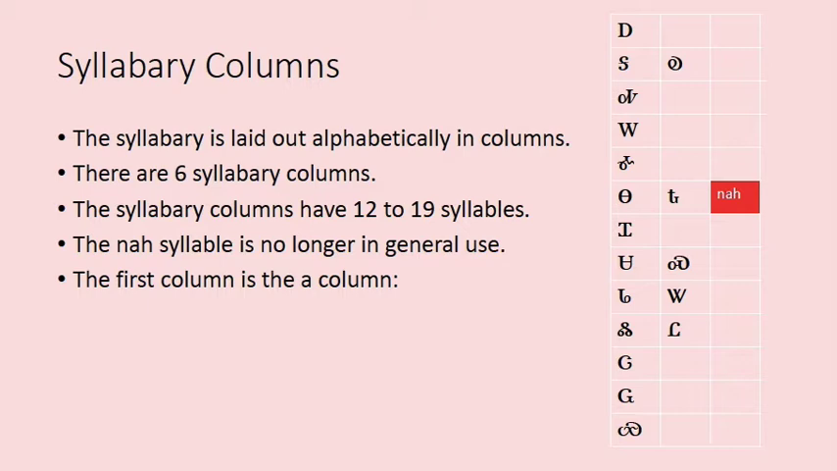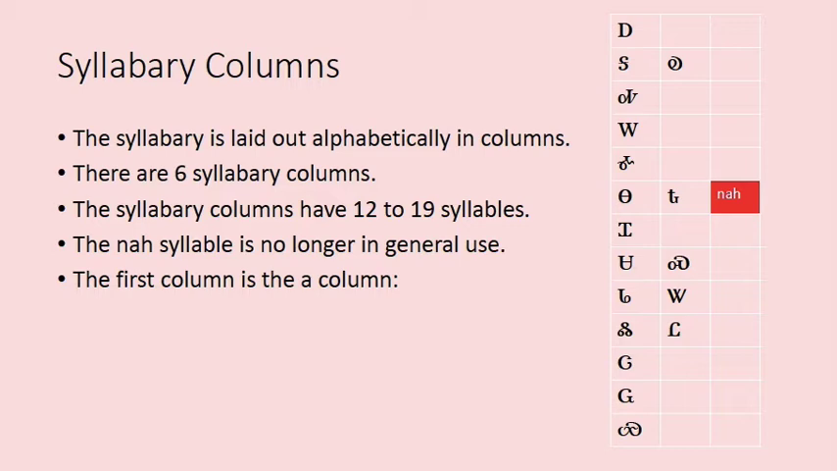The syllabary then is laid out alphabetically in columns too. There are 6 syllabary columns: the A column, the E column, the I column, the O column, the U column, and the V column from that first line that we just saw. And all the consonant sounds then are combined with one of those 6 vowel sounds. The syllabary columns have from 12 to 19 syllables, and so you see this A line is the 19 syllable line, and this na syllable here is no longer in general use, so we end up with 84 total syllables.